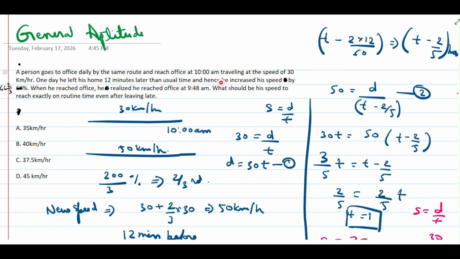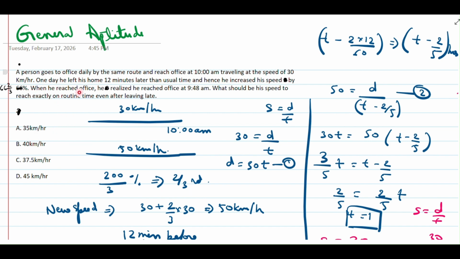He left later than the usual time, and hence he increased his speed by 66 2/3%, that is, 200/3, about two-thirds, when he reached the office. So the speed has been increased by two-thirds. Two-thirds of 30 is 20, so the new speed is 50.